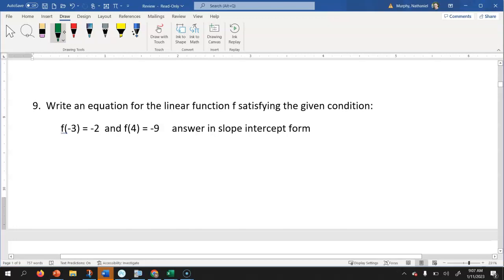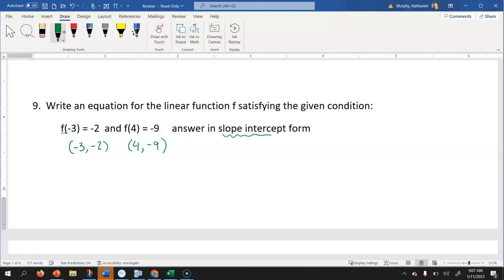All right, so this one, it says write an equation for the linear function satisfying these conditions. So what this is saying is that when we put negative 3 in for x, we get negative 2 as our answer for y. So that's, in essence, giving us a coordinate, negative 3, negative 2. And this is giving us a coordinate. When we put 4 in the function, we get negative 9 as our answer for y. So that's giving us our second coordinate. This one, they do say we want it in slope intercept form.